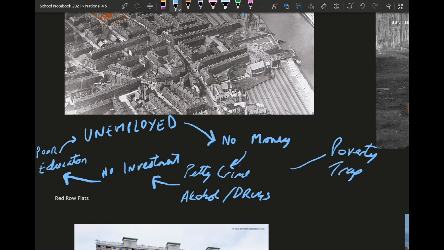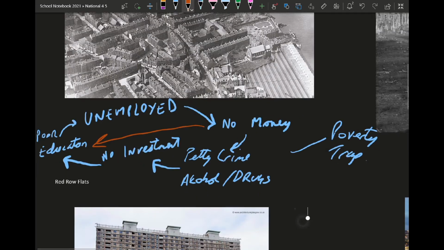So if you aren't in a place where you're getting a good education, you can't get employed. If you can't get employed, you can't have any money, and then you can get involved in this cycle that kind of goes round and round. I would like to add that sometimes it just goes from this to this, without the petty crime and stuff. Not everyone's that bad, but that was the problem.